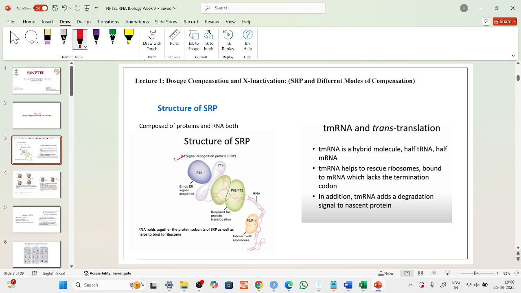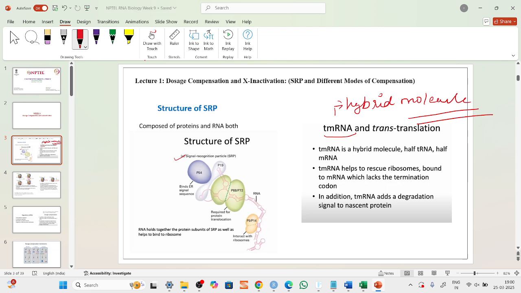Now we come to tmRNA and translation. What is tmRNA? tmRNA is basically a hybrid molecule which is half tRNA and half mRNA. And tmRNA helps to rescue ribosomes bound to mRNA which lacks the termination codon.